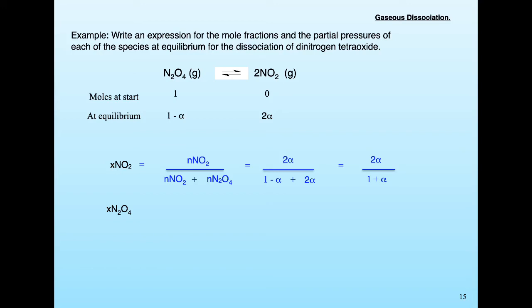Okay, you should have done it now. So it's the number of moles over the total number of moles, 1 minus alpha over 1 minus alpha plus 2 alpha, and that's the expression for the mole fraction of dinitrogen tetroxide.